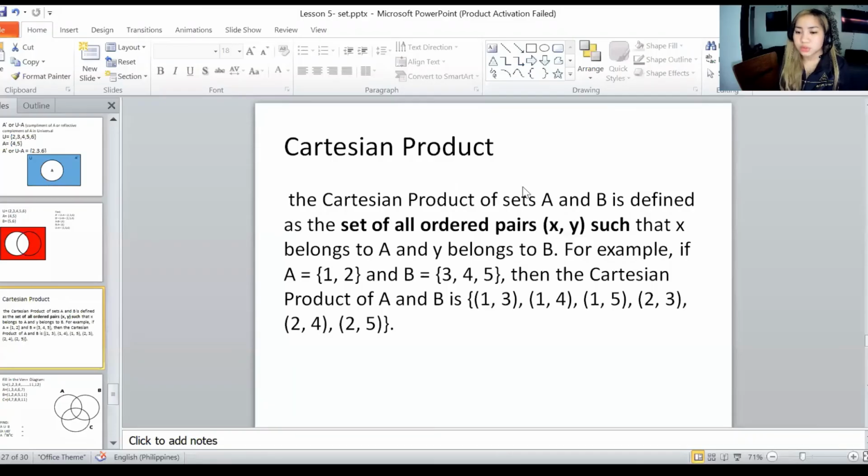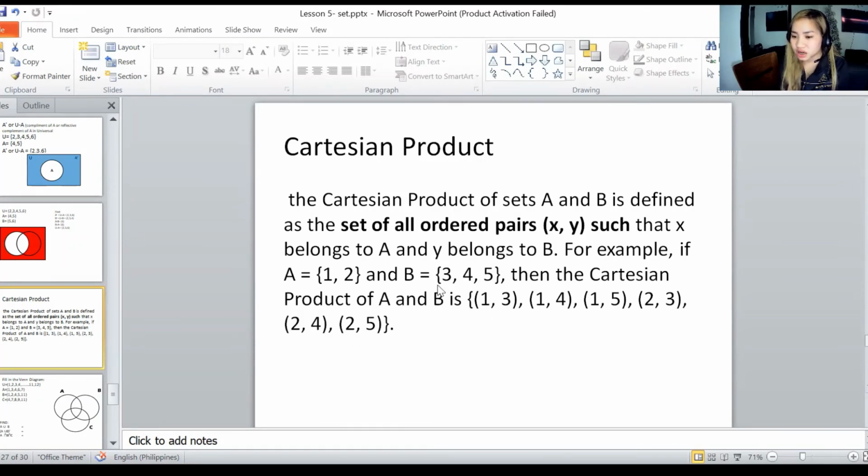The Cartesian product of sets A and B is defined as the set of all ordered pairs (x, y) such that x belongs to A and y belongs to B. For example, if set A is equal to {1, 2} and set B is equal to {3, 4, 5}, then the Cartesian product of A and B is (1,3), (1,4), (1,5), (2,3), (2,4), (2,5).